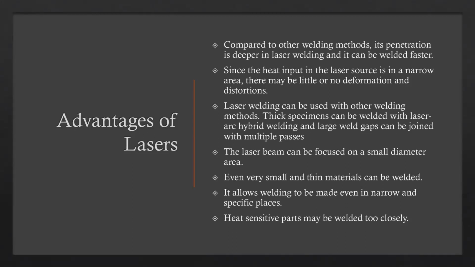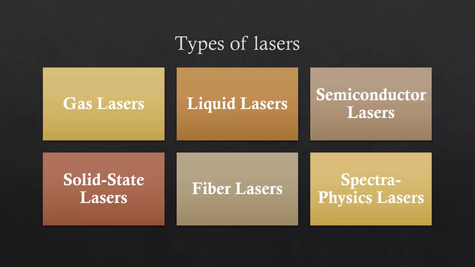The laser beam can be focused in a small diameter area. Even small and thin materials can be welded. It allows welding to be made in narrow and specific places. Heat-sensitive parts may be welded too closely. Types of lasers. We have 6 types of lasers: gas lasers, liquid lasers, semiconductor lasers, solid-state lasers, fiber lasers, and spectrophysics lasers.